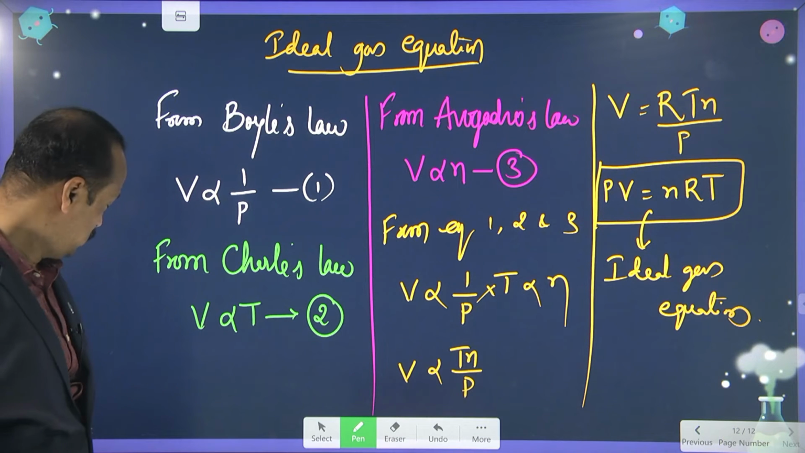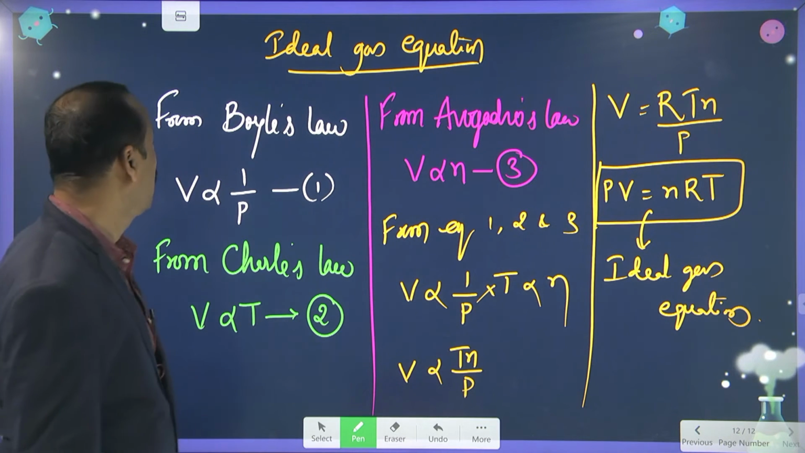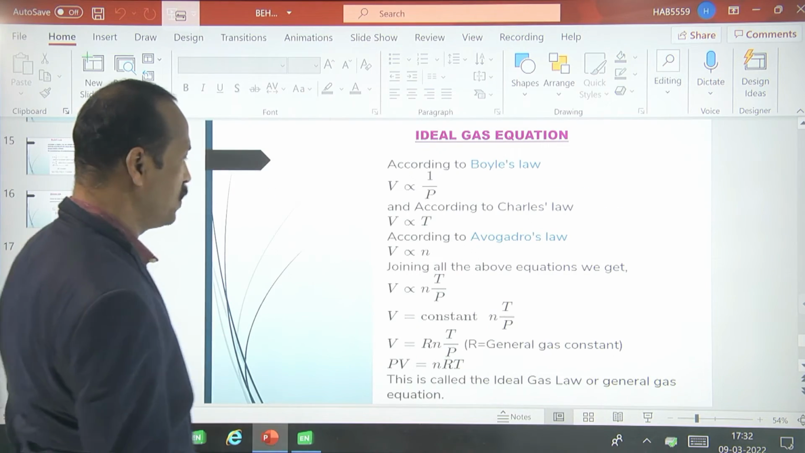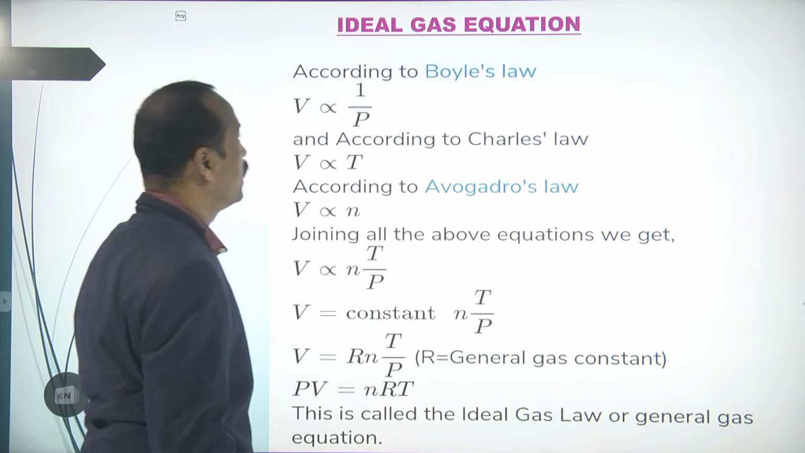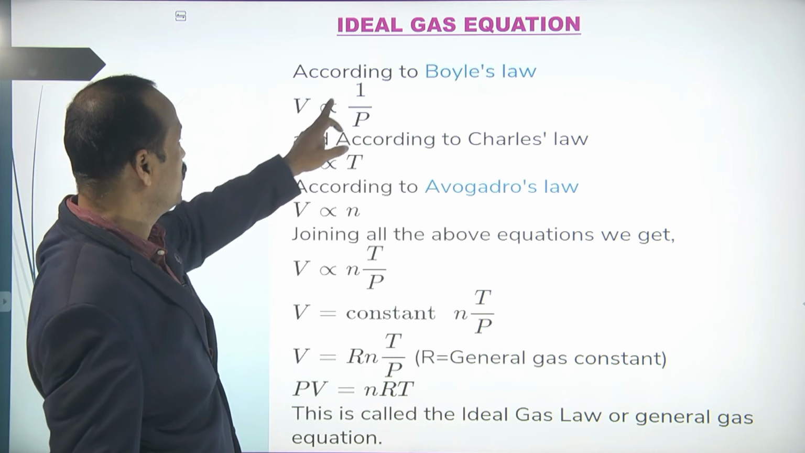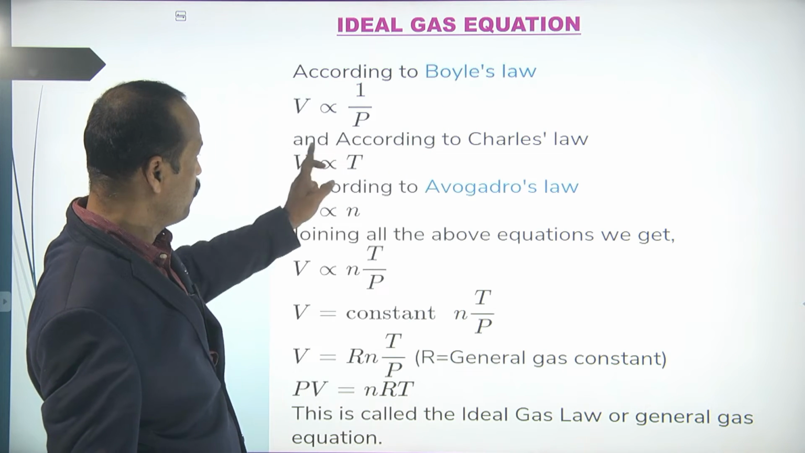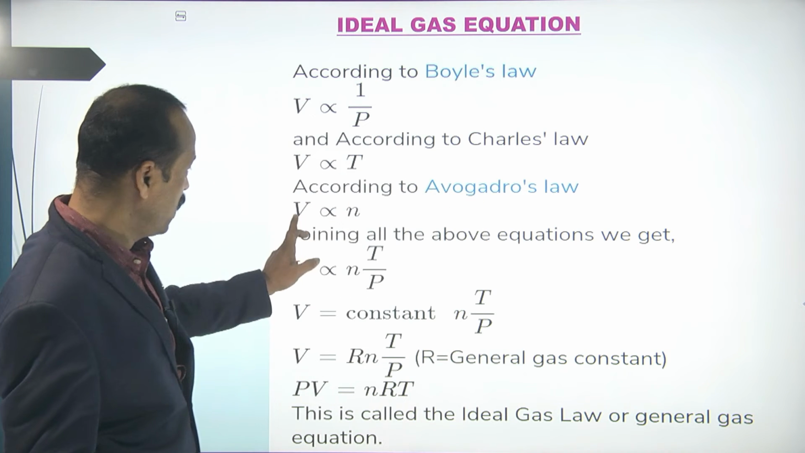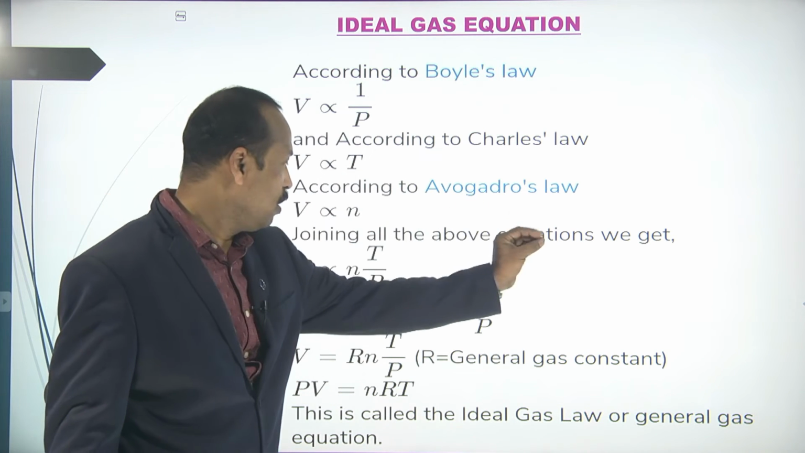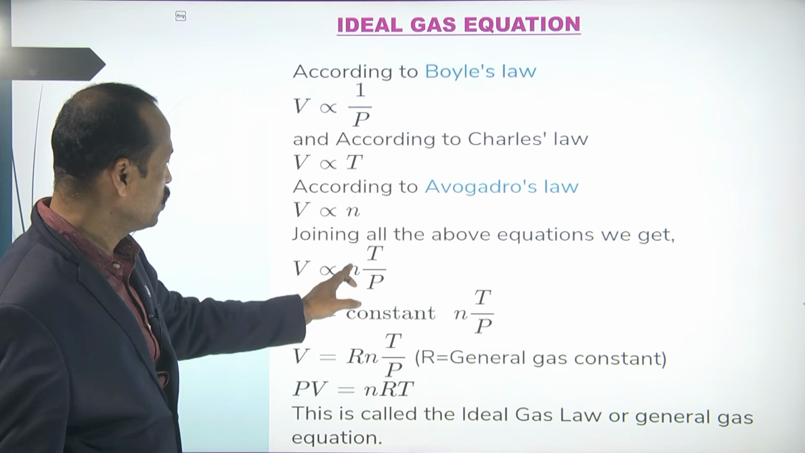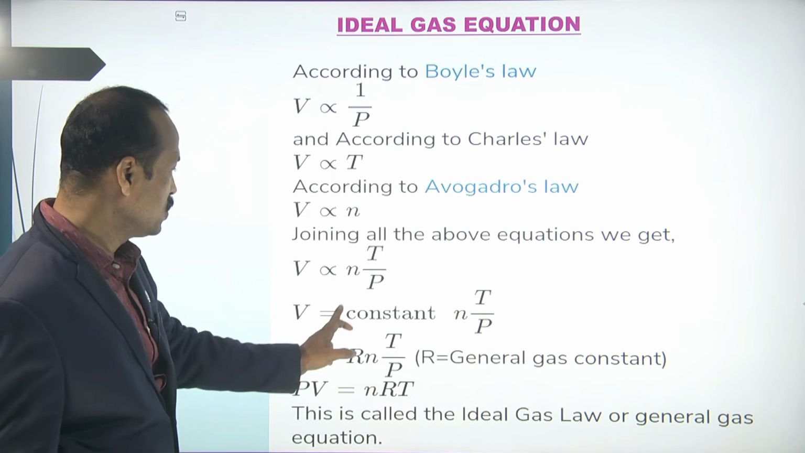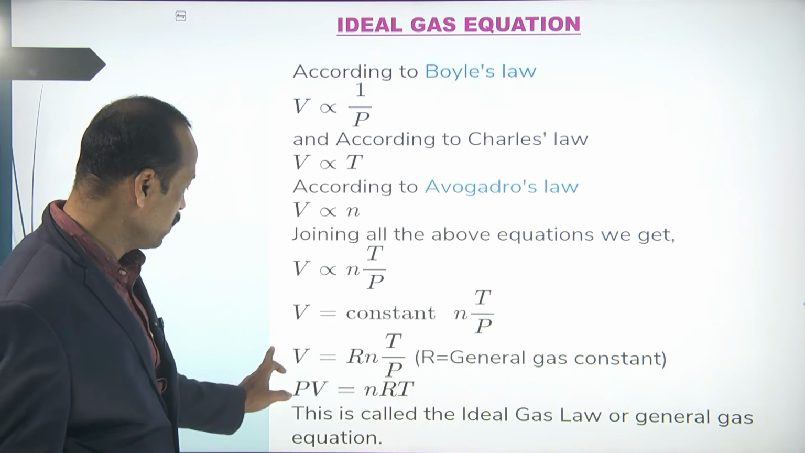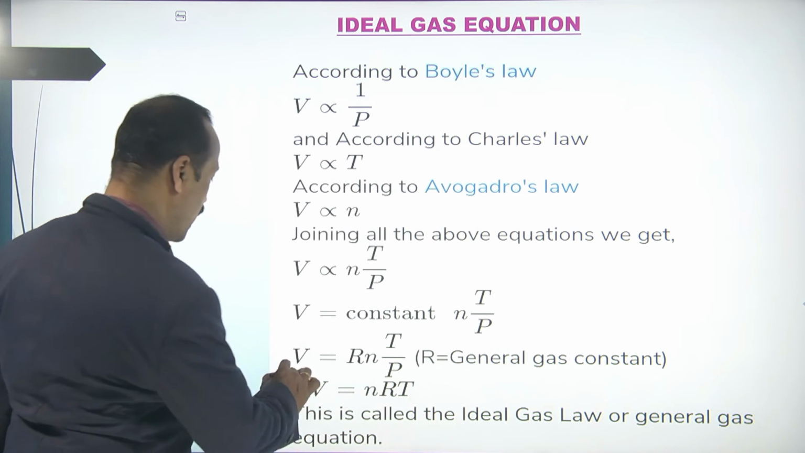What is the equation? PV is equal to nRT. Okay. So here, according to Boyle's law, we have that V is inversely proportional to P. According to Charles' law, we have that V is directly proportional to T. According to Avogadro's law, V is proportional to n. Joining all the above equations, V is proportional to nT by P, or V is equal to a constant, and that constant we are taking as R. So the final equation, what we get? If we bring P here, PV is equal to nRT.